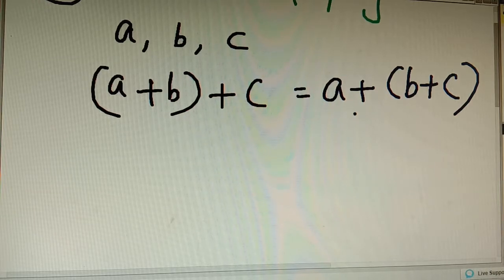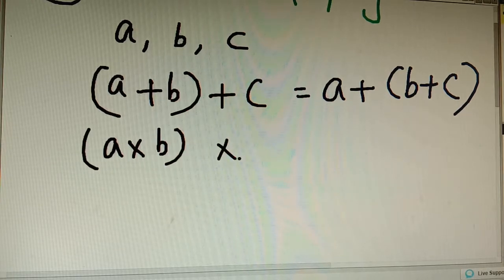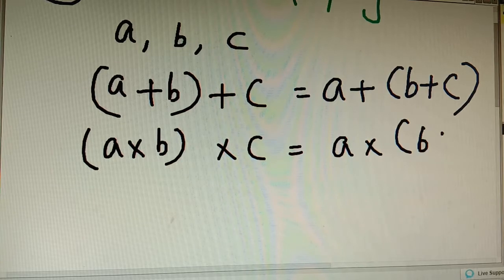associative property is true, but in case of subtraction, we know (a - b) - c will not be equal to the right side, a - (b - c). So in case of subtraction, associative property is false. But in case of multiplication, it is true. That means (a × b) × c is equal to a × (b × c).